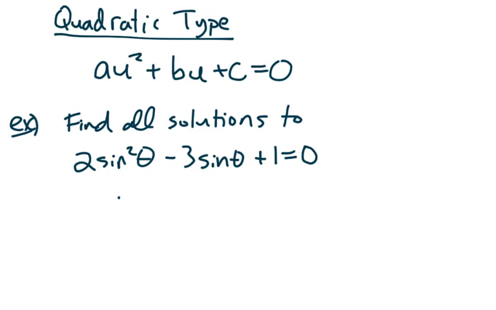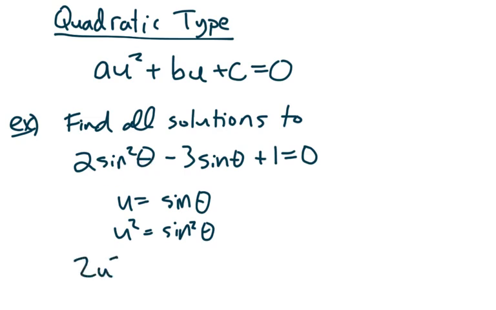Here, if I think of u as sine of theta, then u squared would be sine squared theta. This then could say 2u squared minus 3u plus 1 equals 0 with that substitution. Ideally, we'd like to be able to move past this substitution and jump straight from here to the factoring.